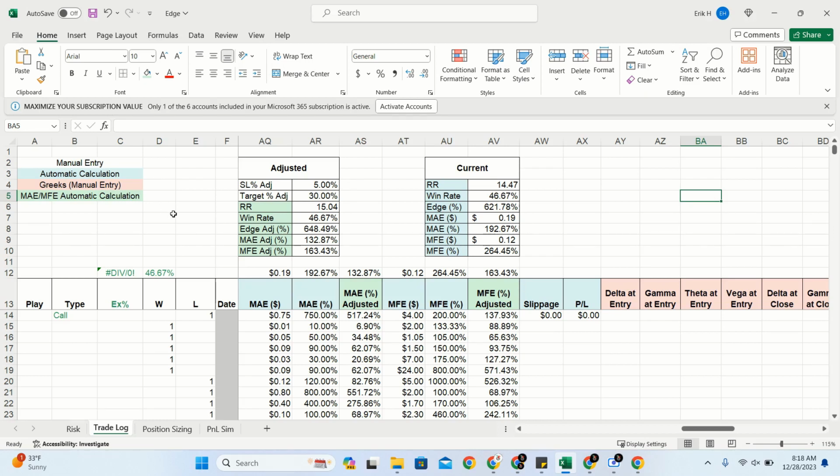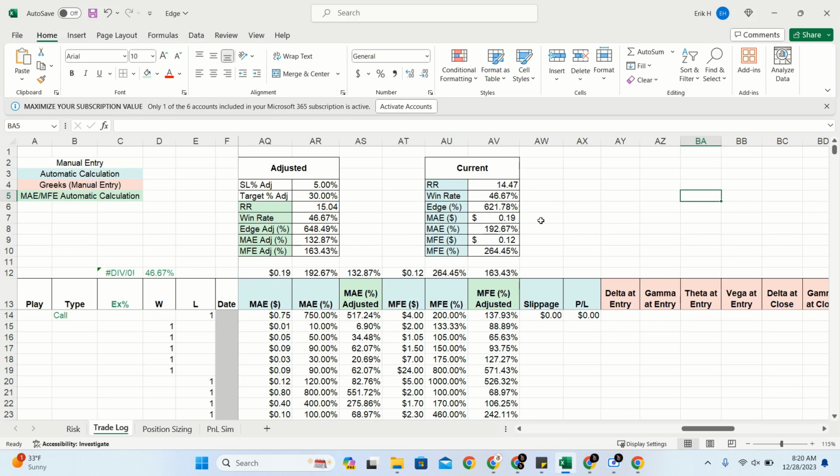So let's dig into edge optimization. What do I track here? I track risk to reward ratio, win rate, and edge, which is really important. From a high level, do you have edge, yes or no? And the higher the number, the better. Your MAE from a dollar and percentage perspective, and MFE from a dollar and percentage perspective.